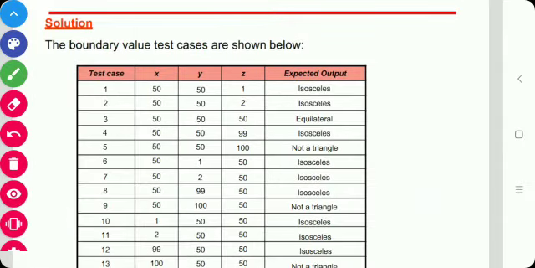See here, this is the table. Here two sides are equal, so it is isosceles. Here also two sides are equal, and we are considering only one value at its extreme. Here we consider z first. Here 50 means equilateral. Here two sides are equal, so isosceles. This is not a triangle because it does not satisfy z is less than x plus y. So this is how we classify the triangles.